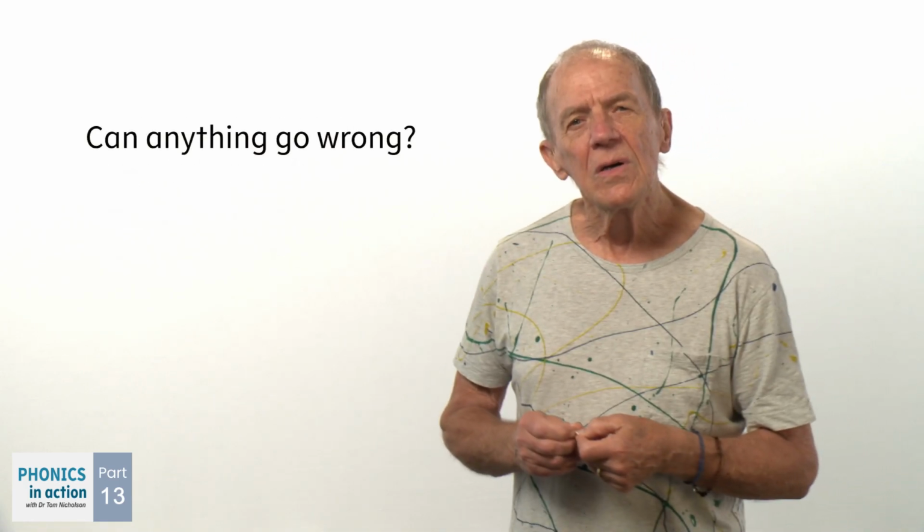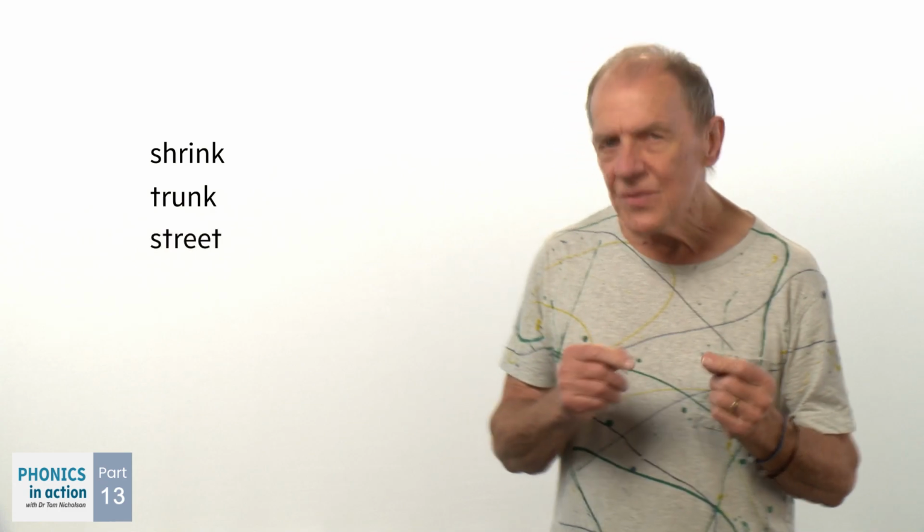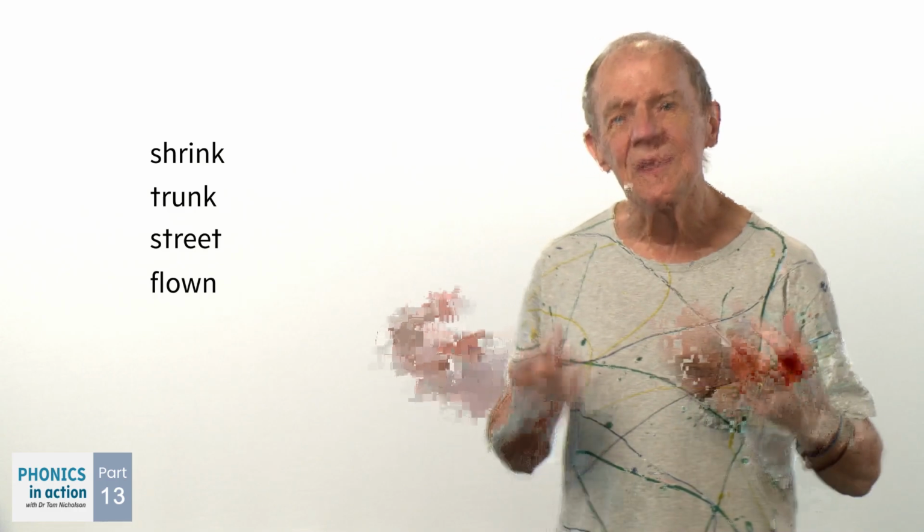Can anything go wrong if we teach them? Nothing can go wrong as long as you go at a steady pace for the students. First, check that they're secure in reading one-syllable words like shrink and trunk, street, flown. If they are, then you can start teaching the big six. Take your time, practice the rules.